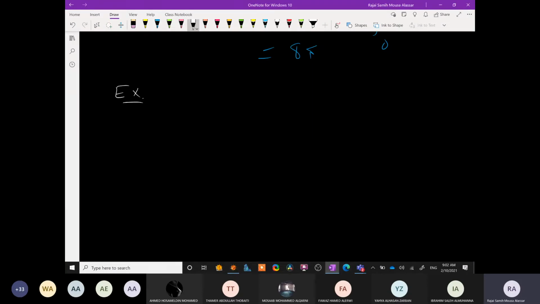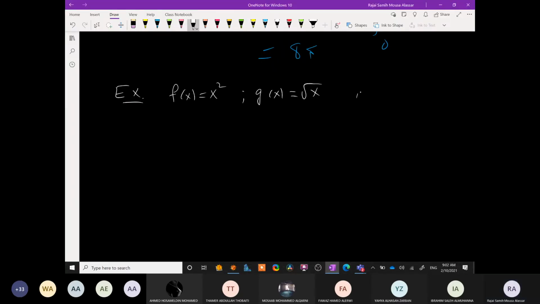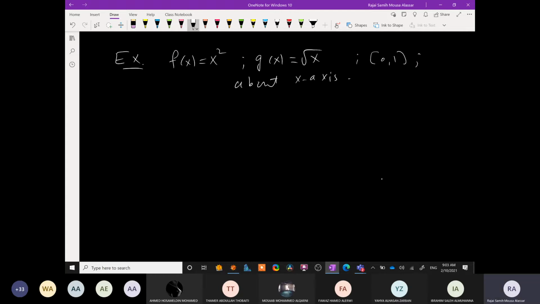Another example. I have f of x, which is x squared, and g of x, which is the square root of x, from 0 to 1, about the x-axis. So you want to rotate the region that is bounded between these two graphs from 0 to 1 about the x-axis. As a matter of graphing, you know how to graph this. It's very simple.